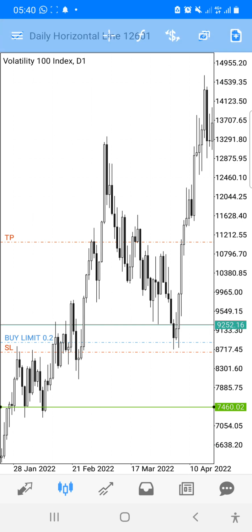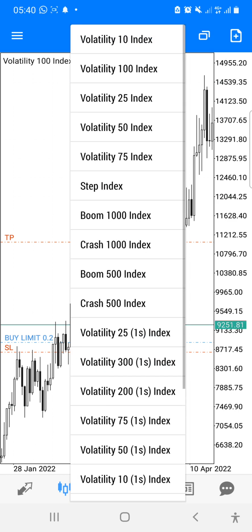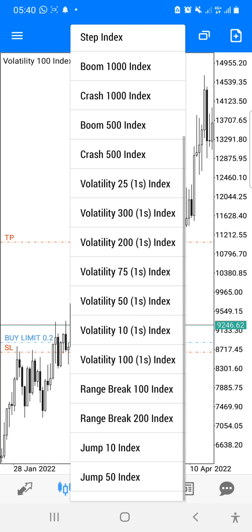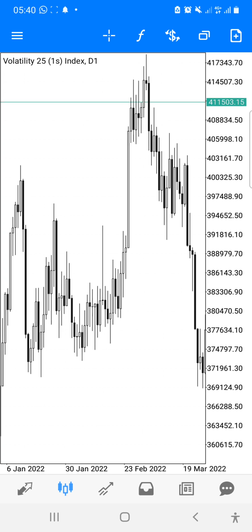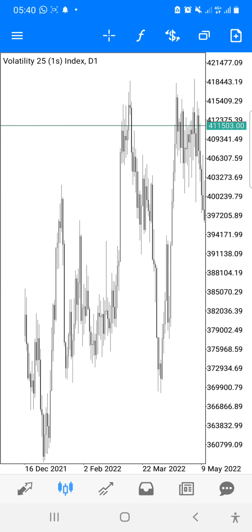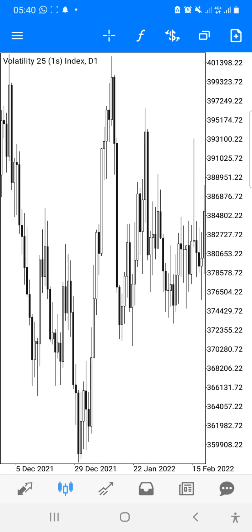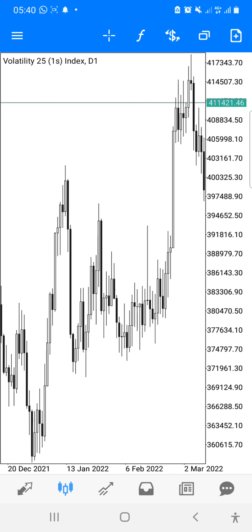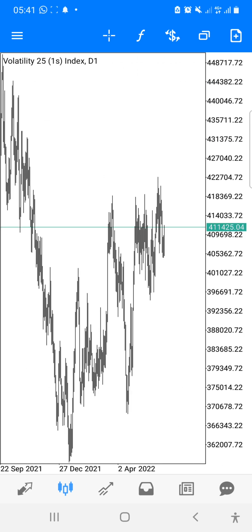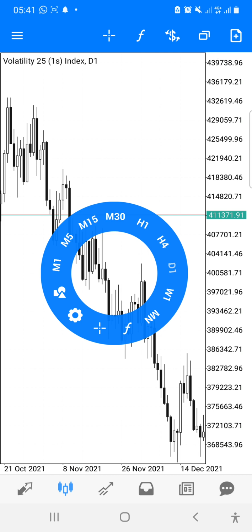So now let's go to another one. I'll be really fast because I don't want the video to be too long. So volatility 25 index. This is quite different from the ones I've been saying since. Okay, I want to use sell this time around. So let's say here now.